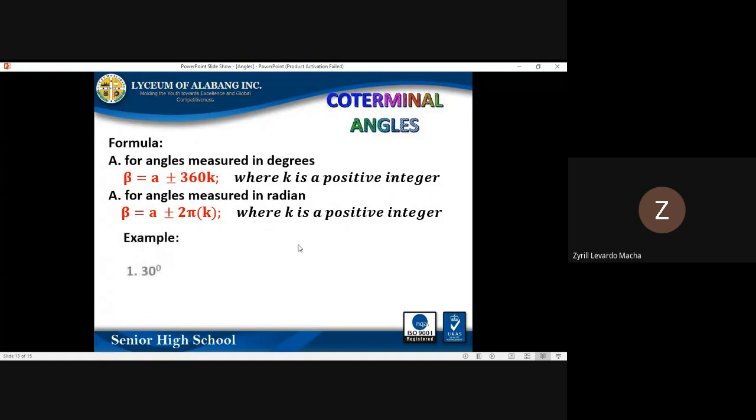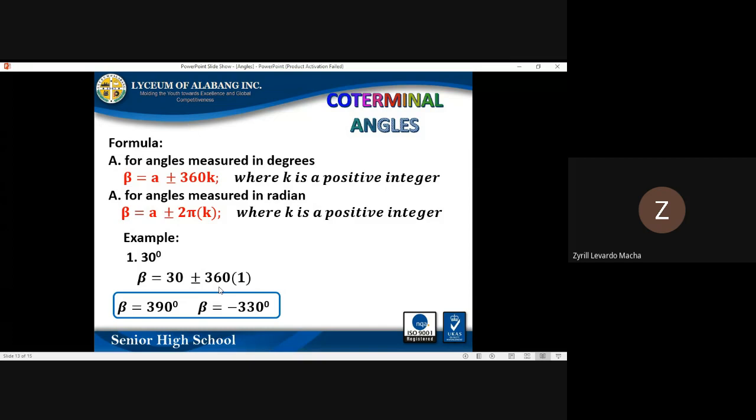First, for angle measured in degrees, we have 30 degrees. So we have here 30 plus 360 multiplied by 1. Sa plus muna tayo. Our answer will be 390 degrees. On the other hand, we have subtraction. So 30 minus 360, that will give us negative 330. And that is our answer.